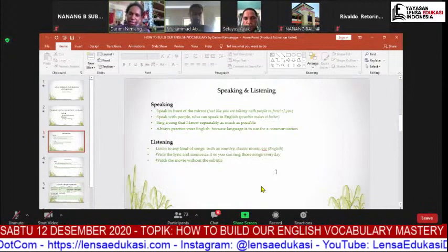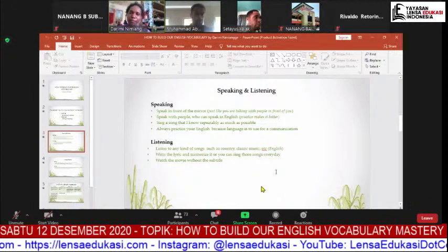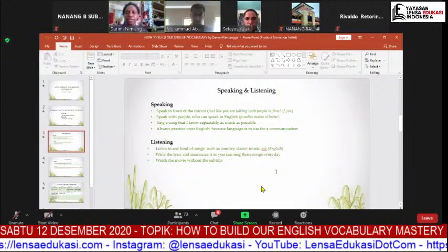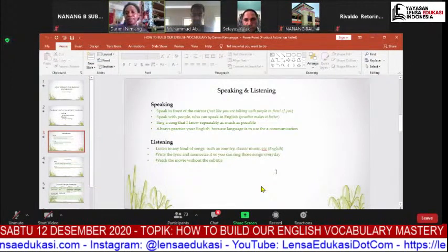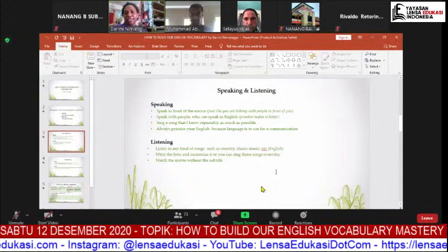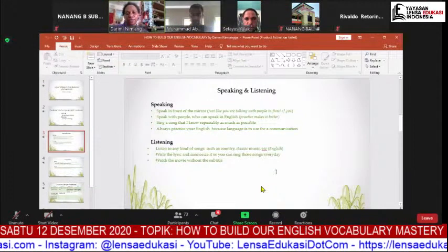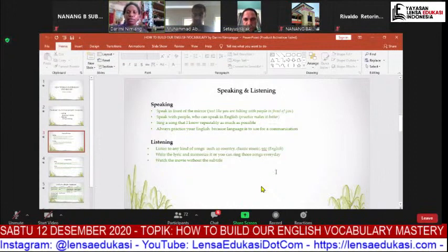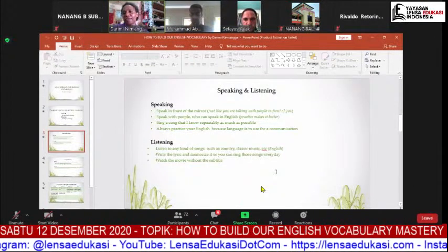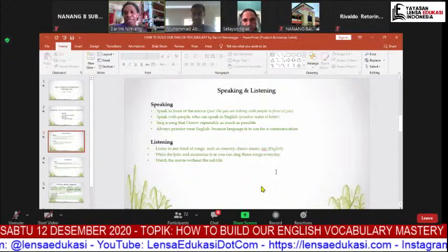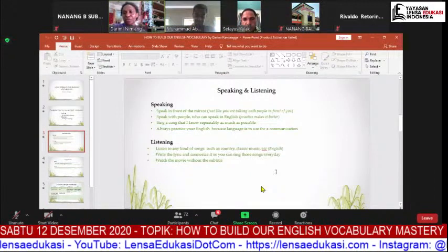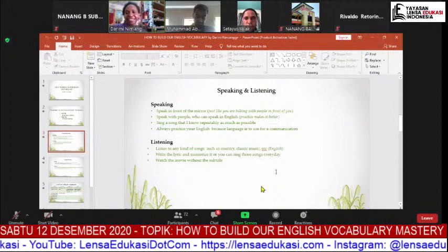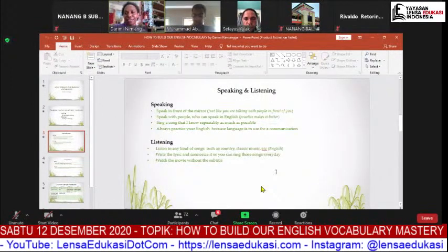And also for listening, I usually listen to any kind of songs, such as country, classic music, etc., specifically in English. The second point of listening is to write the lyrics and memorize them, or you can sing those songs every day, wherever you are, in the bedroom or when you take a shower. It's an easy way to memorize vocabulary.